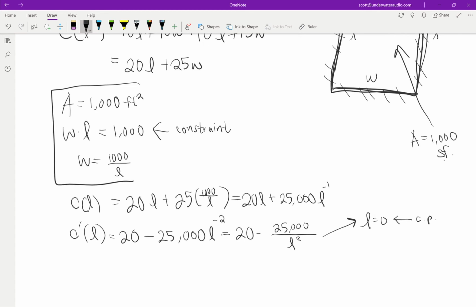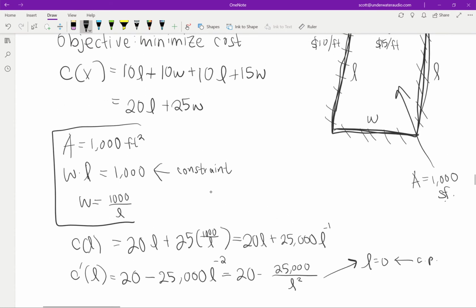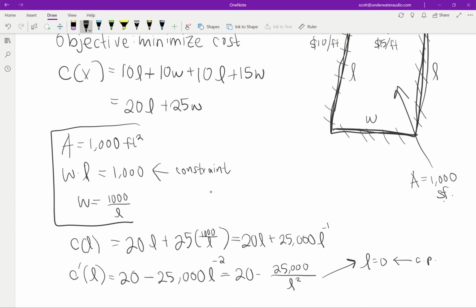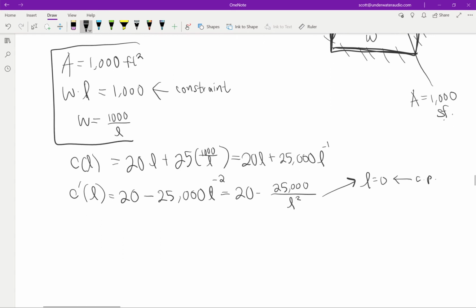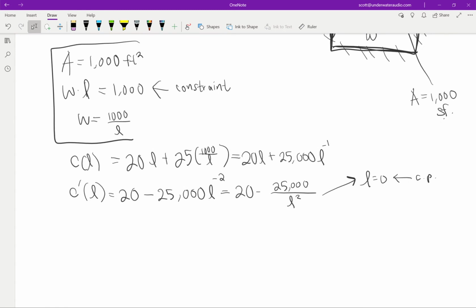But maybe there's more. And the reason why I hope there's more is the interpretation of L is that the length of this fence here is 0. And if I'm trying to find the minimum cost, that would definitely work. It would give me a minimum cost, but it would also make it so that there's no area at all. So that's not going to work. So I'm pretty sure that that one's out. I'm not even going to bother with that one. But I will set the derivative equal to 0 and hope there's another one.